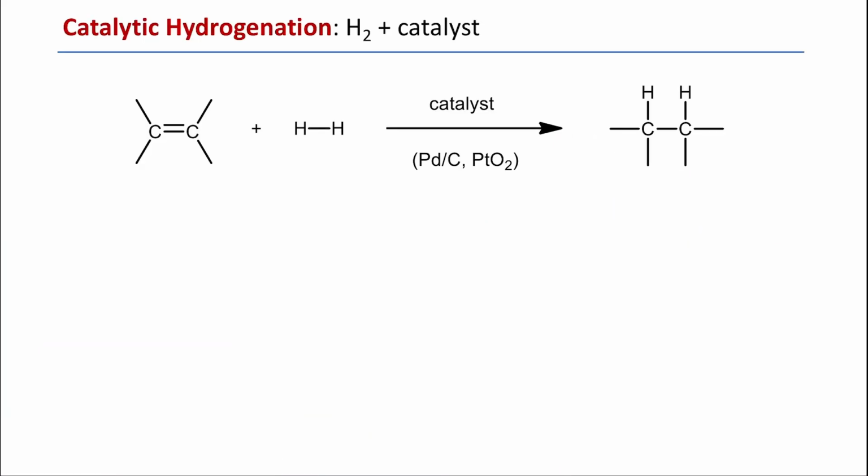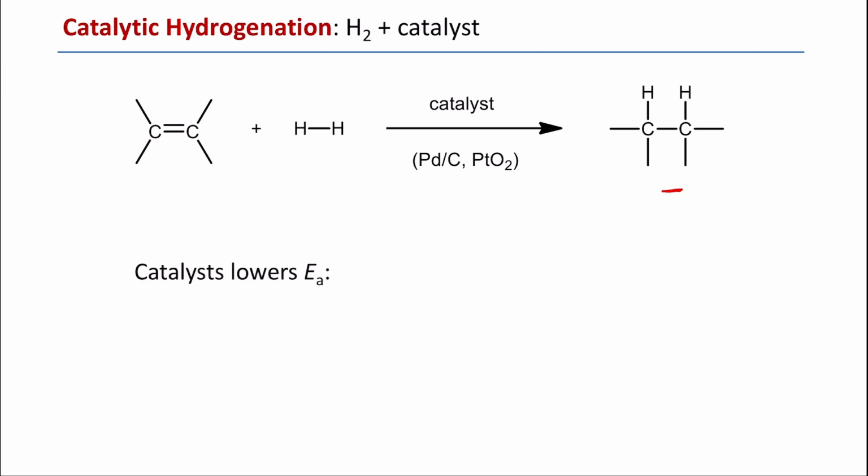So the first reaction is the catalytic hydrogenation, which is the addition of hydrogen in the presence of a catalyst. The catalyst can either be palladium on carbon or something like platinum oxide. In this reaction, the hydrogen will add to the double bond to give you the corresponding alkane, which is the alkane with the same number of carbon atoms.